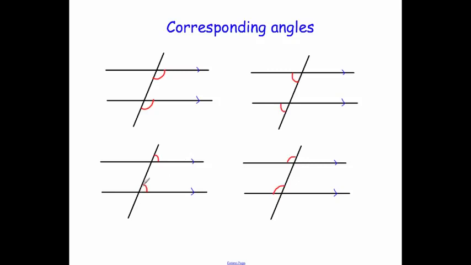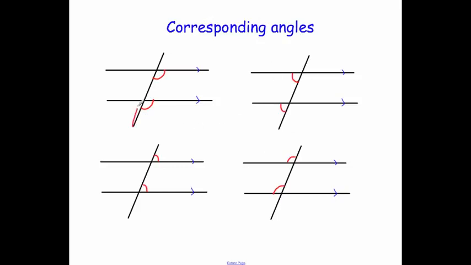The angle to the top right and the angle to the top right are corresponding to each other, and the angle to the top left and to the top left will be corresponding to each other. That means they're all the same size. So for instance, if this one's 100, this one's 100. If this one's 80, this one's 80. If this one's 80, this one's 80. And if this one's 100, this one's 100. So they're what we call corresponding angles.